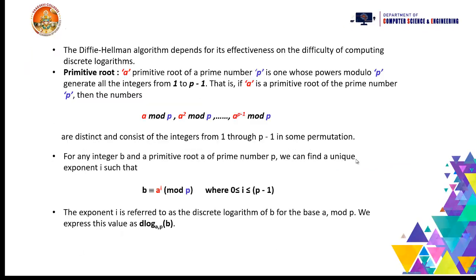Before discussing the algorithm, first we have to know what a primitive root is. If A is a primitive root of a prime number P, then its powers mod P generate all the integers from 1 to P minus 1. Assume A is a primitive root of prime number P and its powers mod P will generate all the integers from 1 to P minus 1.